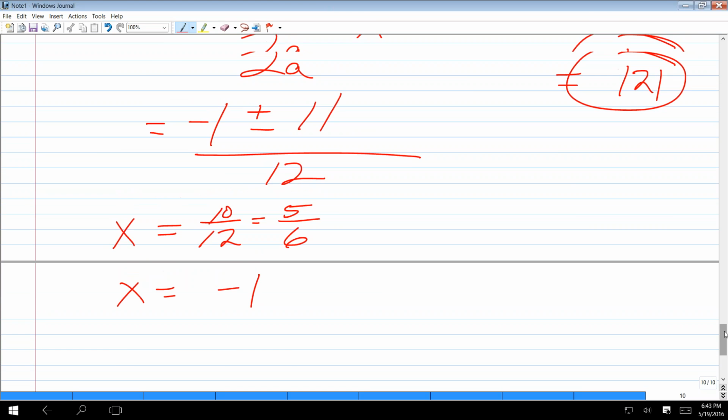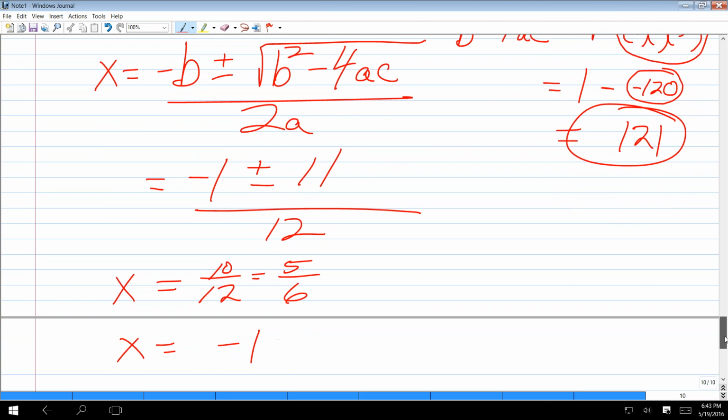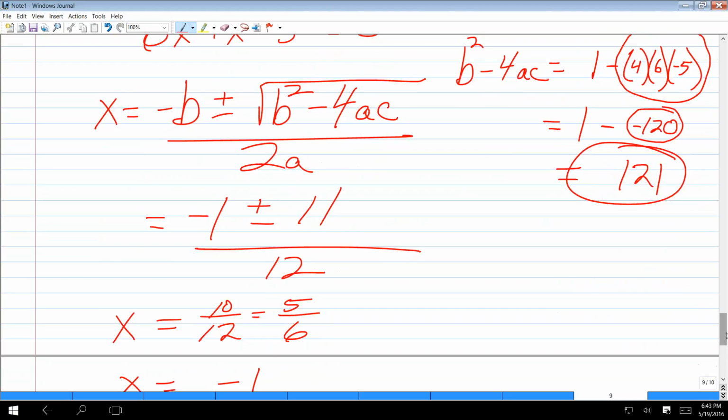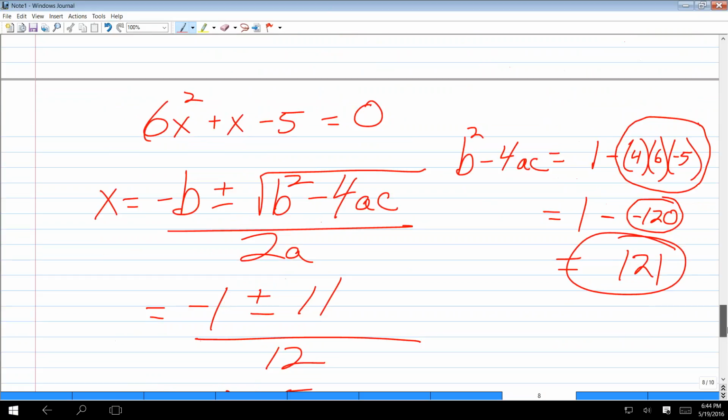Now, just for your info, because we came up with rational numbers, 5/6 is a rational number, minus 1 is a rational number, what that means is we could have factored that. It has to factor. Now, I understand that they said solve it by the quadratic, and I can tell you what the factors are. They're x plus 1 and 6x minus 5.